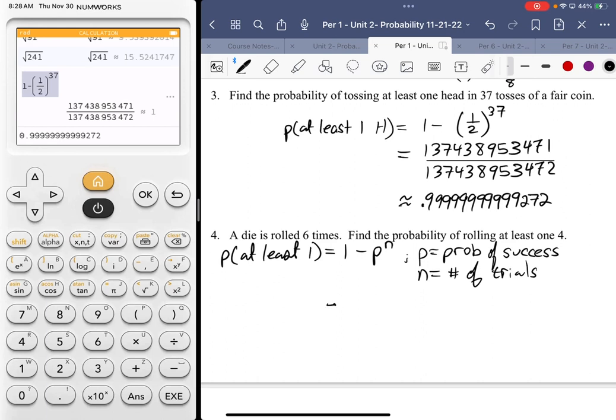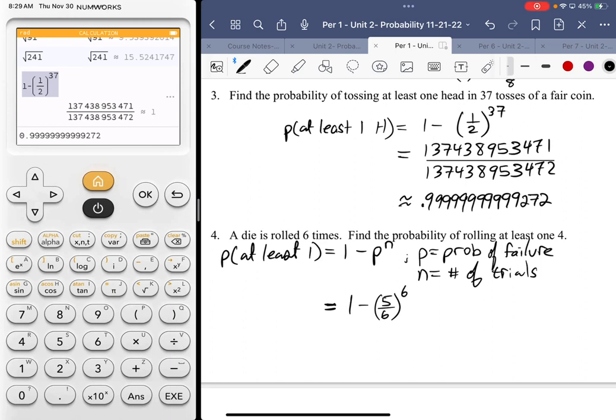So for this problem, apologies, probability of failure. Right, because we're subtracting off the probability of the thing we don't want. It just so happened in the last problem that the probability of the thing we wanted and the thing we didn't want were the same. But in the case of rolling a die, not so. At least one 4: the probability of getting a 4 is 1 out of 6. The probability of not getting a 4 is 5 out of 6, raised to the 6th power.